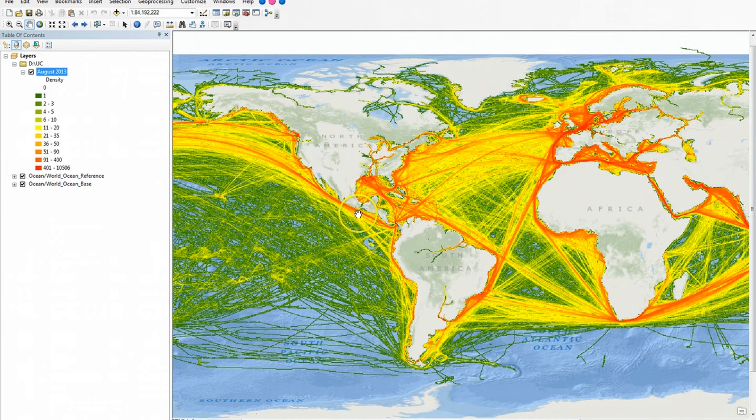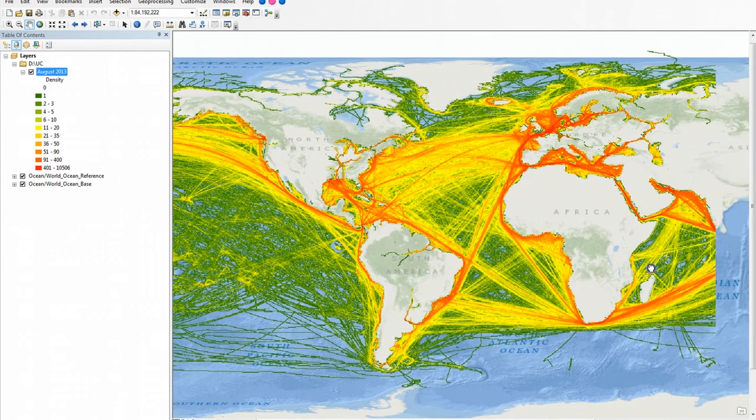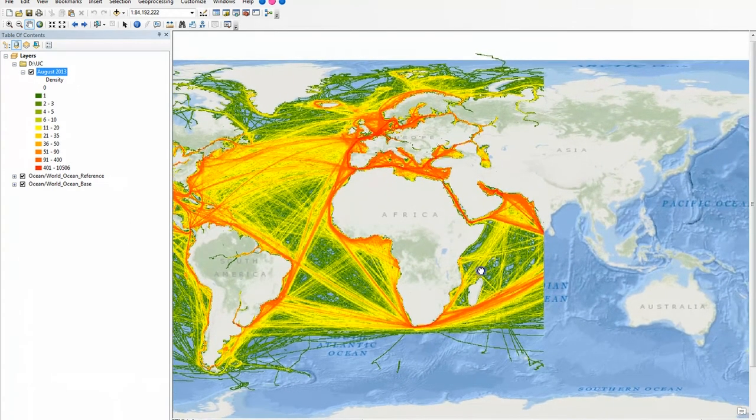Our analysis today will review the global vessel density picture. Looking at this map, it is very easy to see the vessel traffic corridors with higher than average shipping traffic, represented by the dark orange and red cells.